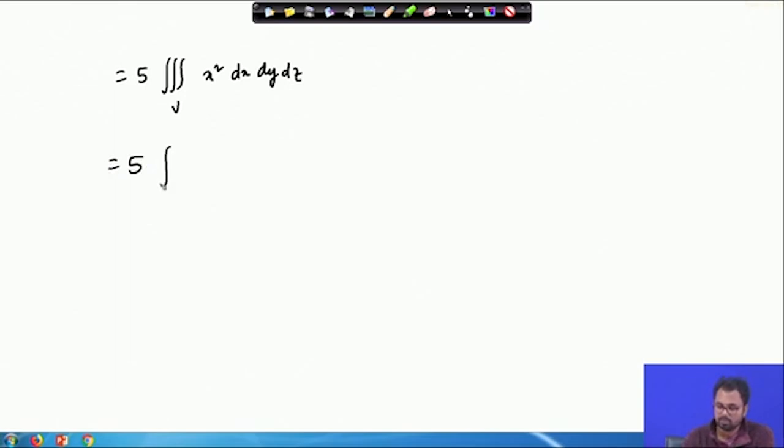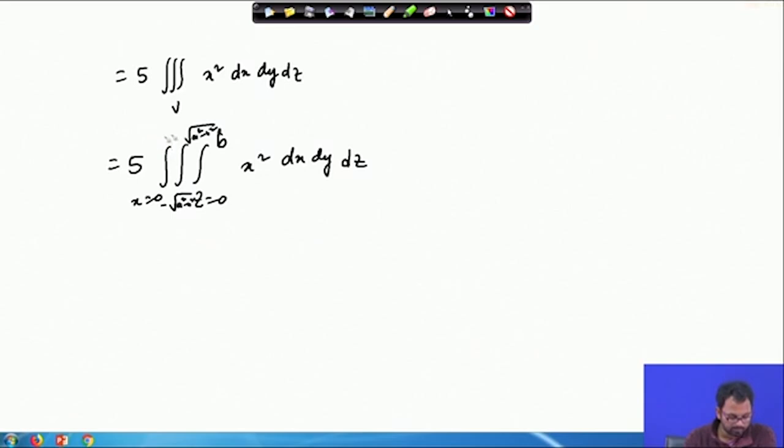Now we have to find the limits. In order to find the limits, z is varying from 0 to b, so that is not complicated. Now y will vary from minus square root of a square minus x square to plus square root of a square minus x square, and x will vary from minus a to a. So basically we take both plus and minus values, and x is varying from minus a to plus a.